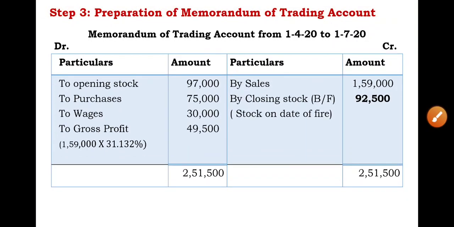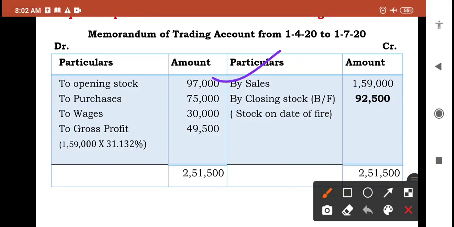So here is the memorandum of trading account. Opening stock, as I said, the closing stock for the previous year is given, and that should be considered as opening stock. So the same is recorded, 97,000. Next, purchases is given 75,000, wages 30,000, and gross profit we have calculated based on sales. So sales is 1,59,000. Based on this sales and average gross profit ratio, we got gross profit that is 49,500.